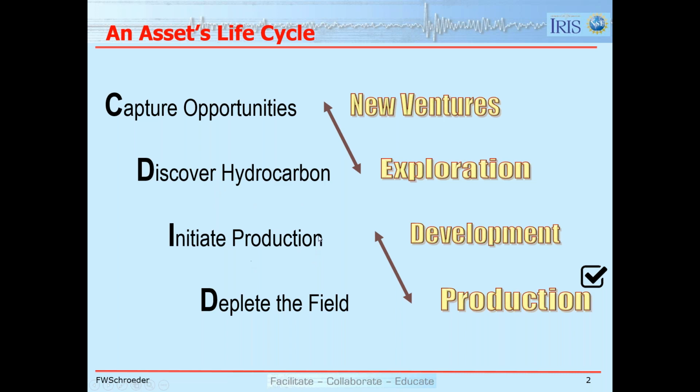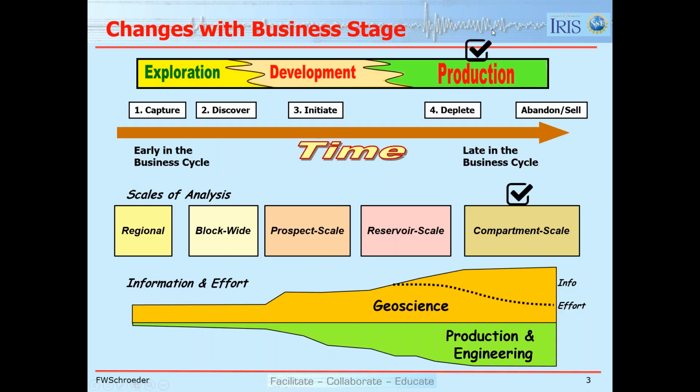We will then turn it over to people that worry more about development geoscience. They want to initiate production, and then it gets passed into the production department or company or group, and they worry about depleting the field. So trying to get as much oil or gas out of the ground at a profit for however many years the license extends for. So this is what I showed on the first slide. So we're going to focus today on production.